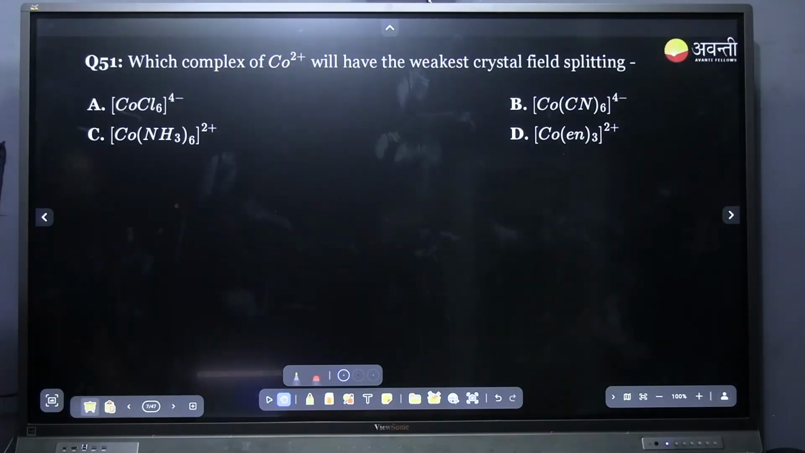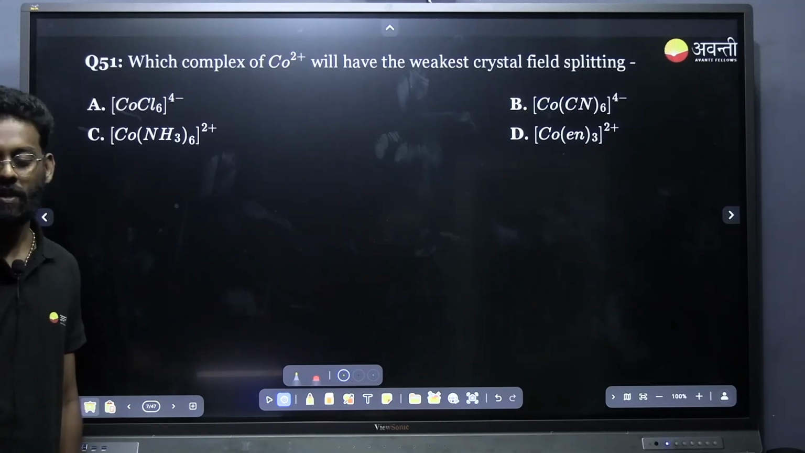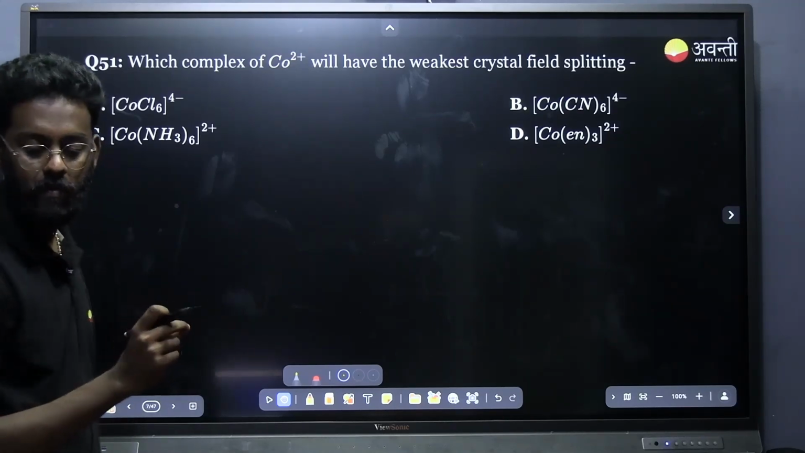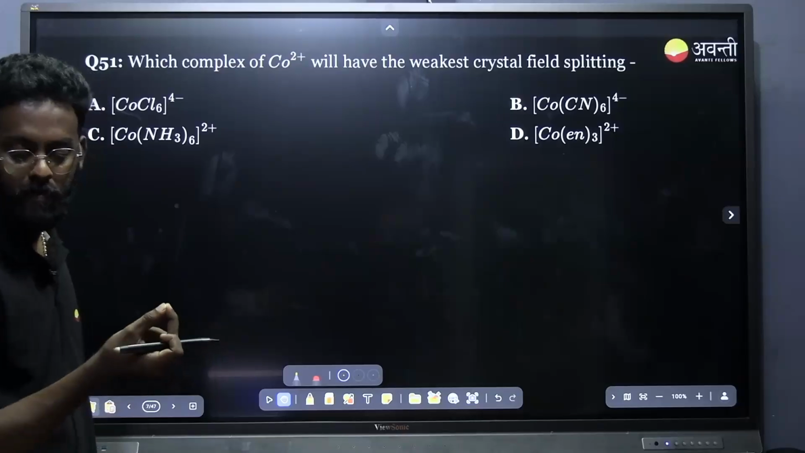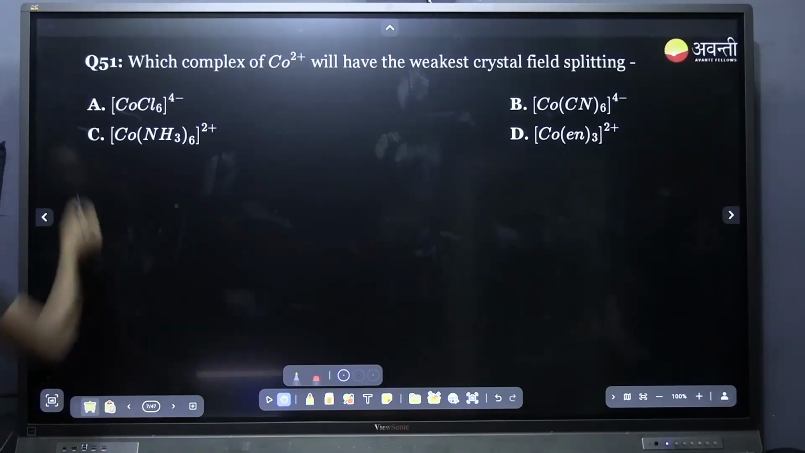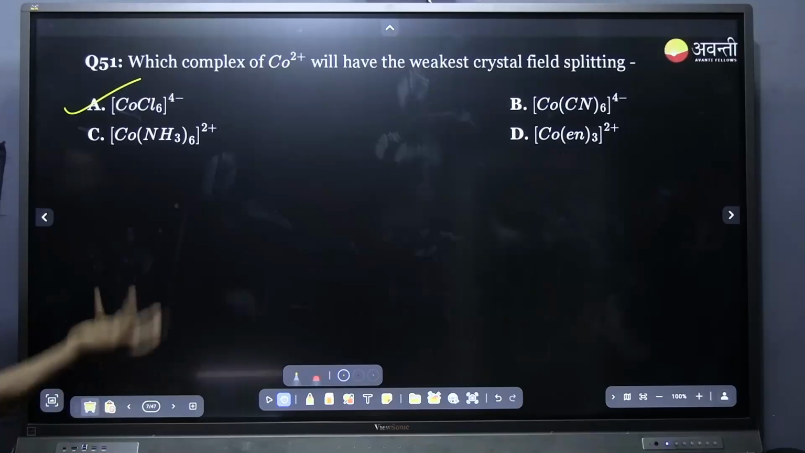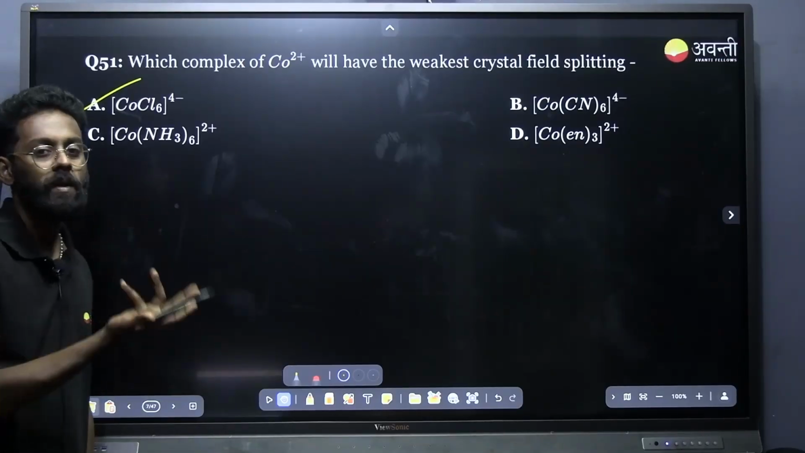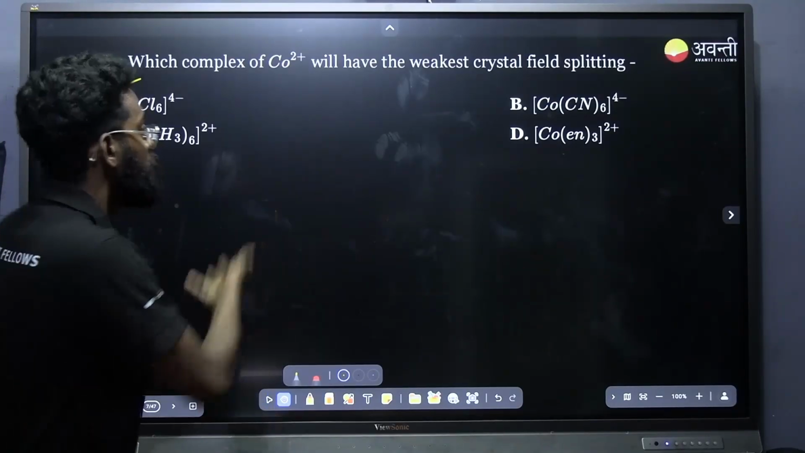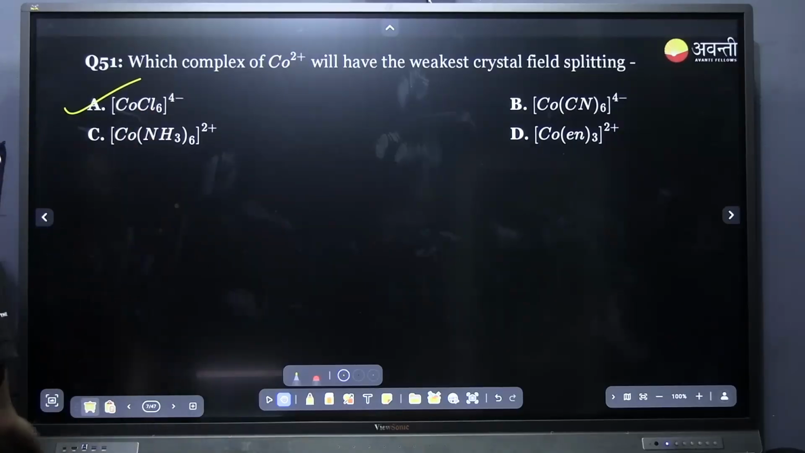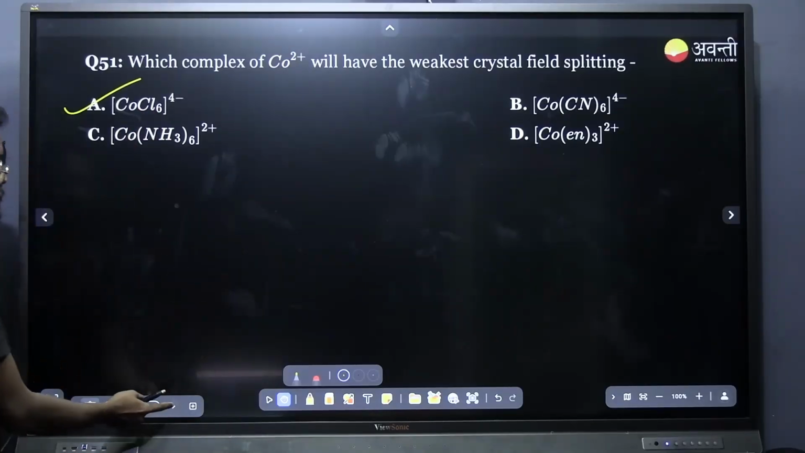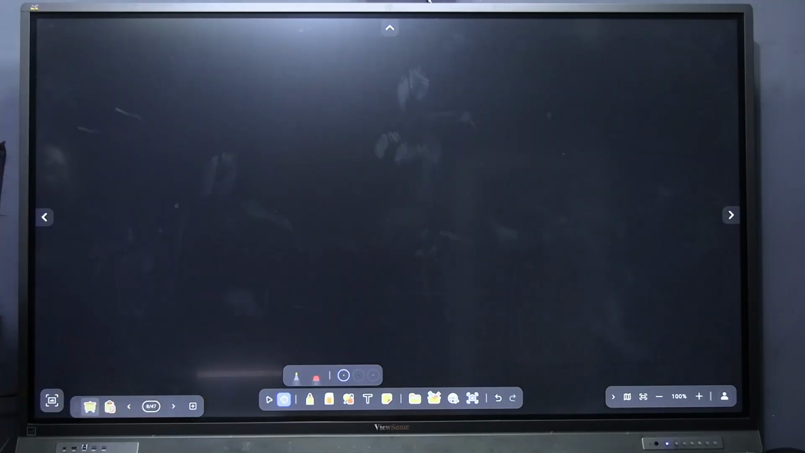Which complex of Co2+ will have the weakest crystal field splitting? Very easy question. Weakest crystal field splitting. What is the answer? Option A. Yeah, there is no need of thinking much. Weakest crystal field splitting will be happening from a weak field ligand. Among all these, we can say that Cl, chlorine, is the only weak field ligand. So that is the correct one. Yes. Moving to the next question.